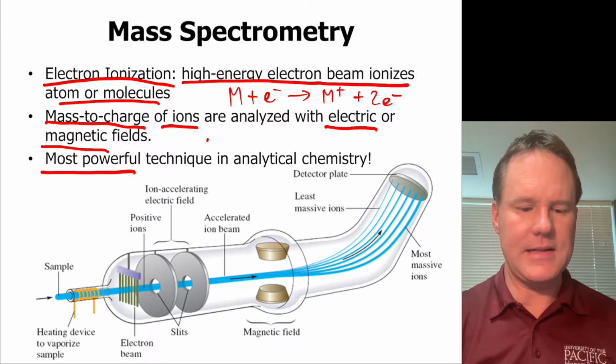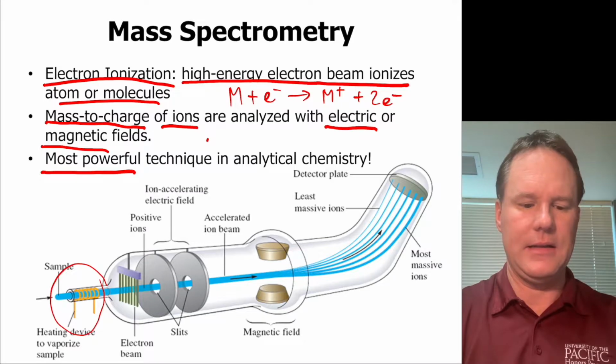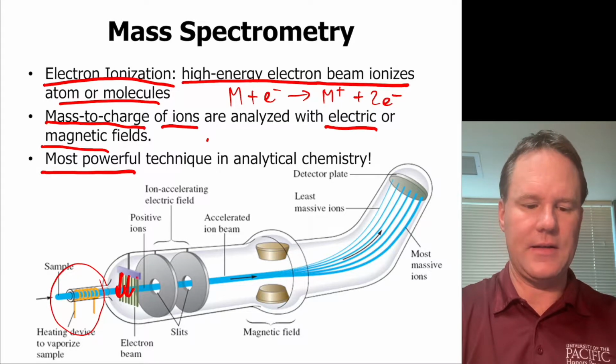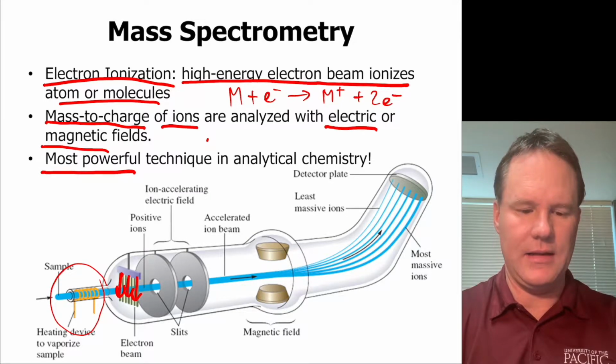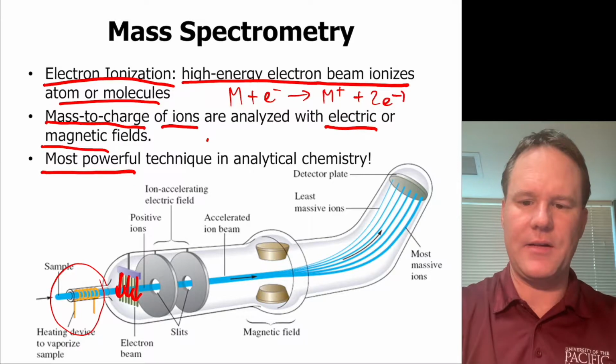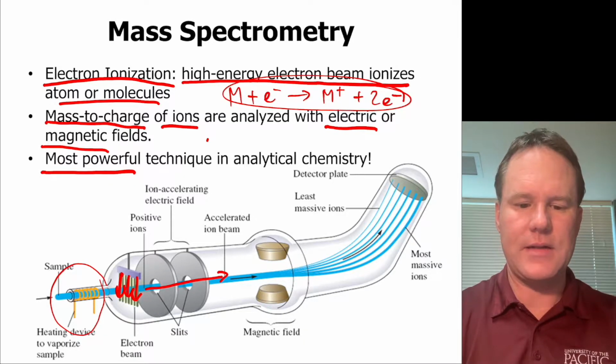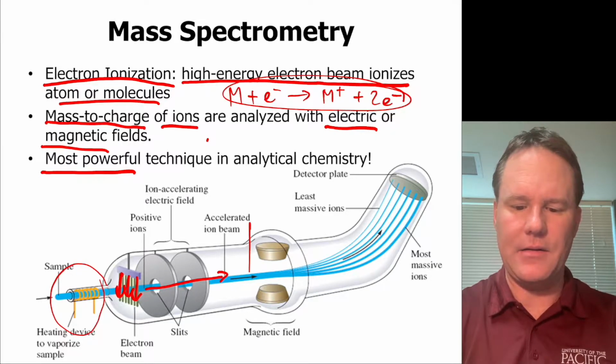The way it works is depicted here. We vaporize a sample here on the left. Then these green things, it's not a fork, it's actually a comb. It's the electron beams that intersect the sample and ionize it according to this equation here. And then the ions fly through some accelerating and focusing fields, and they enter a magnetic field.